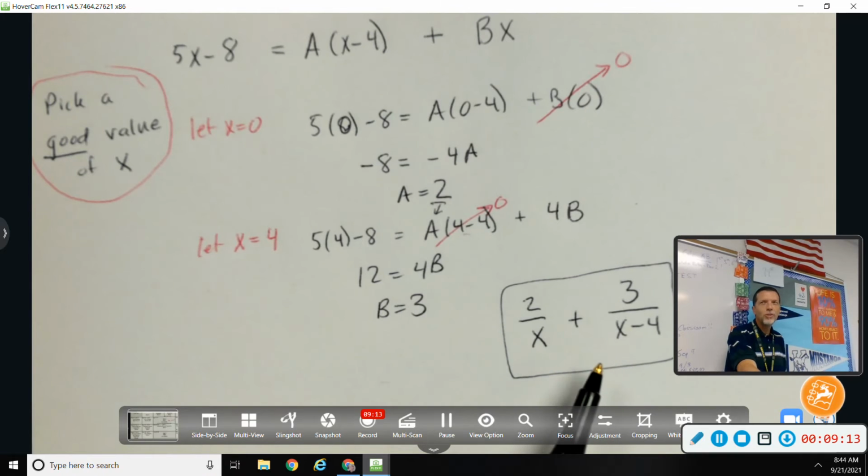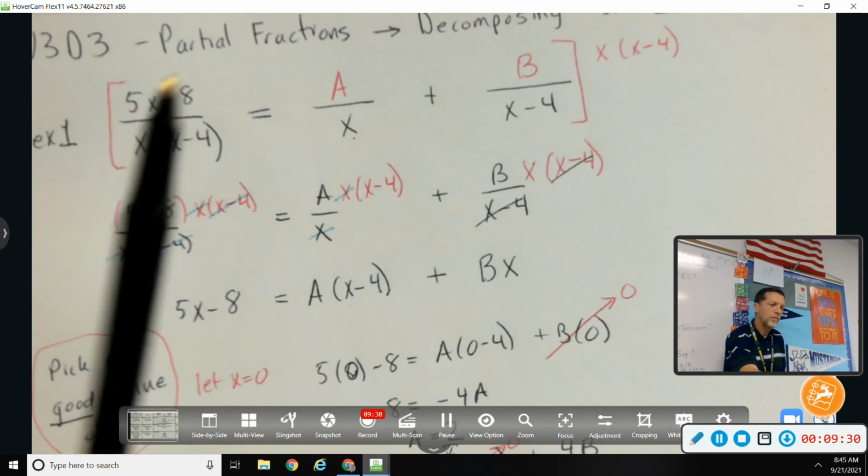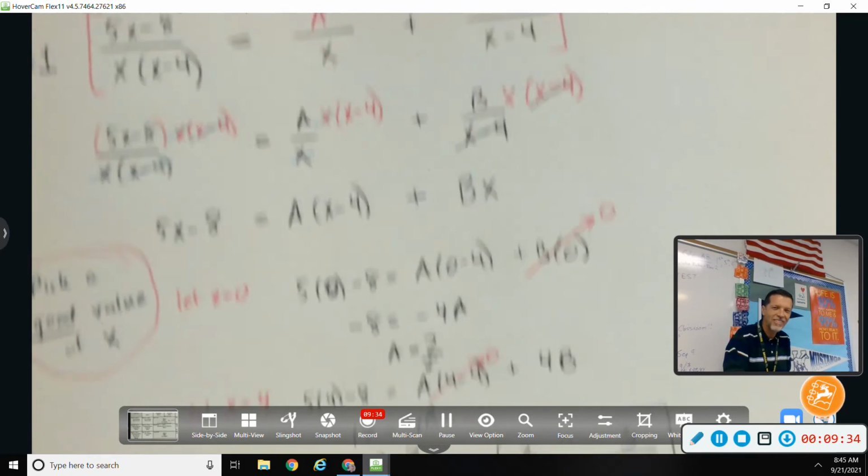Now, very few do what I'm about to suggest because it takes a while, but if you wanted to check your answer, how would you do it? You find a common denominator, add them together, and you should get right back where we started. Scroll up the paper. That's right. You know you did a lot when I've got to scroll back and forth.